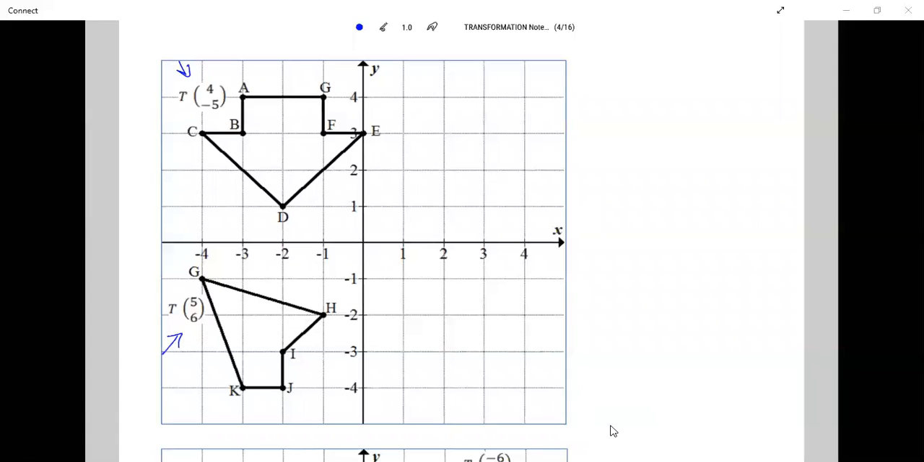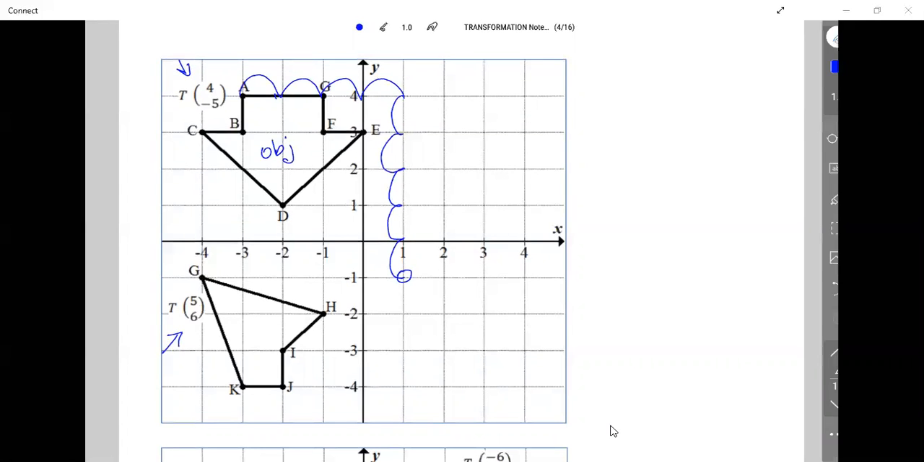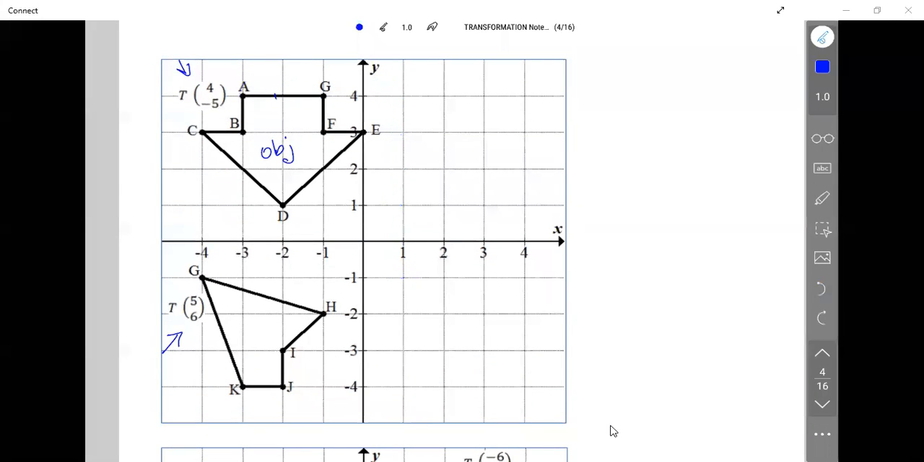Then you can complete this activity in your own time, because we really don't have time to do this. If I'm going to do, let us say, the top one, this shape here would be the object. We're going to translate this by moving the entire shape 4 units to the right and 5 units down. So if I move A 4 units to the right, 1, 2, 3, 4, and 5 units down, 1, 2, 3, 4, 5, that would be the new position of A. That point I would call A prime.